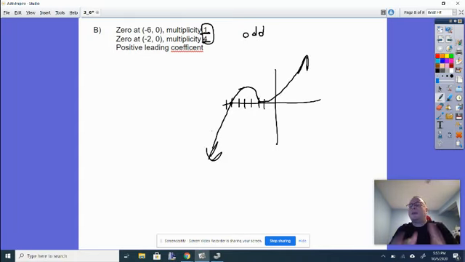Okay, again, the key here is to not make extra crosses or touches. If you don't have a 0 there, don't try to finagle it and make it work. Okay, double check that you put everything in the right spot.